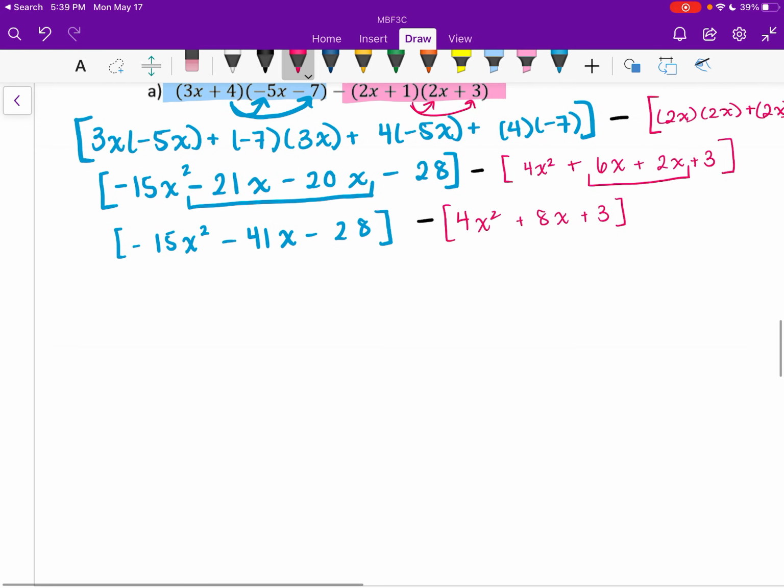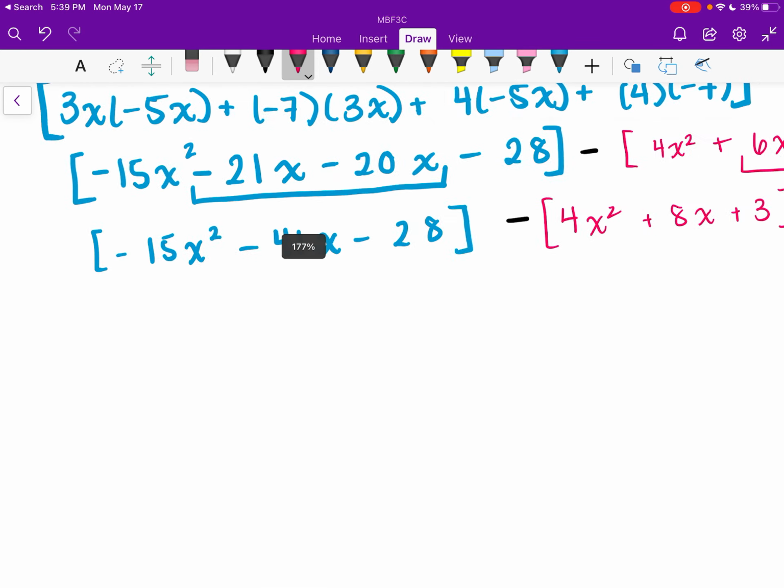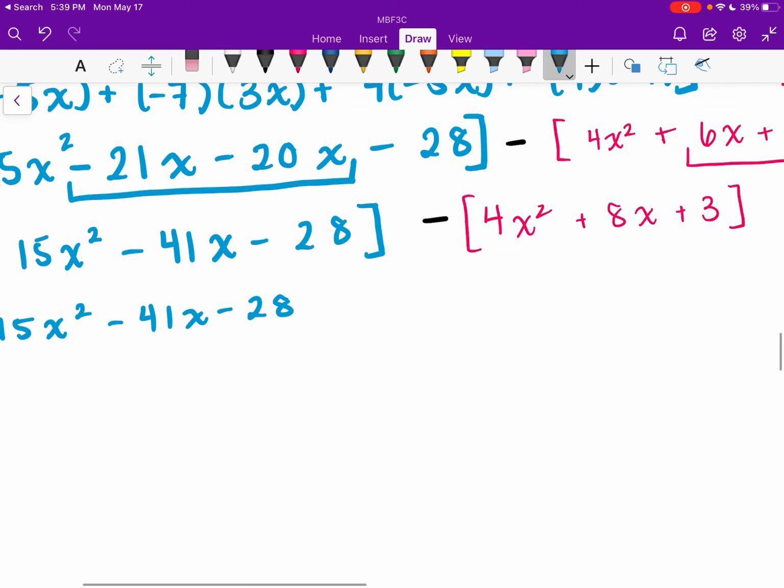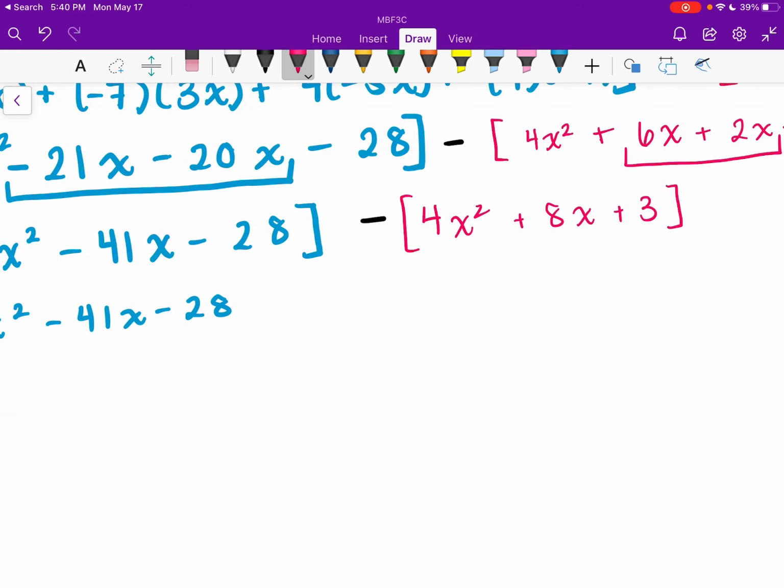Now, when it comes to dropping these square brackets, I need to take into consideration that outside of this one, there's a +1. If I multiply +1 by any number, it's just going to be the same number. So I'm going to just drop the brackets and write it out again. -15x squared minus 41x minus 28. And that's fine. You can just drop the brackets. But you can't do that over here because there's a negative sign.